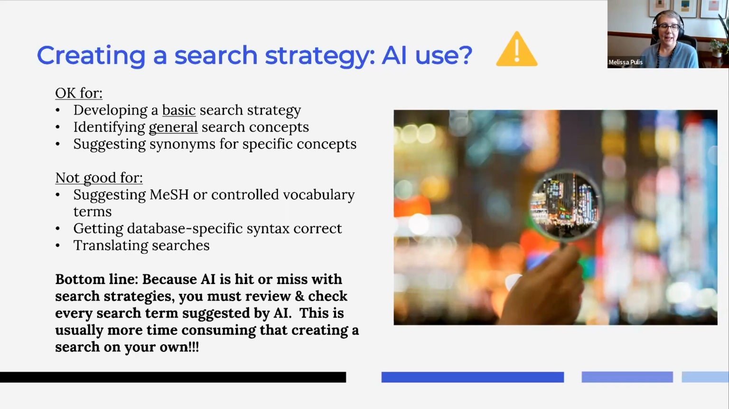However, once you go beyond that, AI really fails. For instance, if you want AI to create a PubMed search and you want MeSH terms or any other controlled vocabulary, AI is terrible at that. It will full on make up MeSH terms, but it looks convincing, so it's kind of hard. It's also not great at getting database specific syntax correct or translating your searches across different databases and getting the syntax for each one correct. So the bottom line is AI for creating search strategy is really hit or miss. And you really need to review and check every search term suggested by AI. And in our experience, this is usually more time consuming than creating a search on your own. So keep that in mind when deciding whether you want to use AI for this.